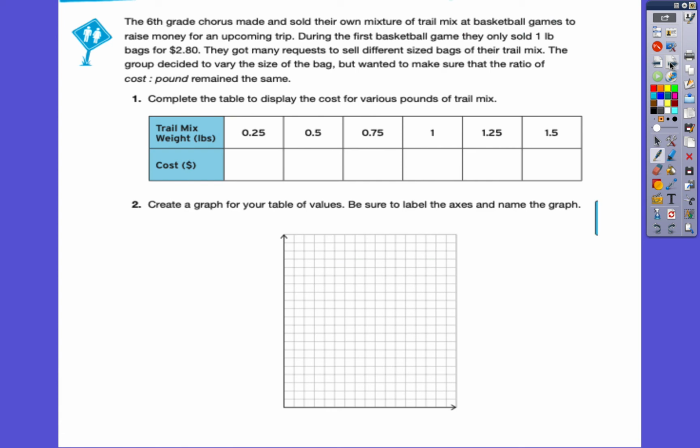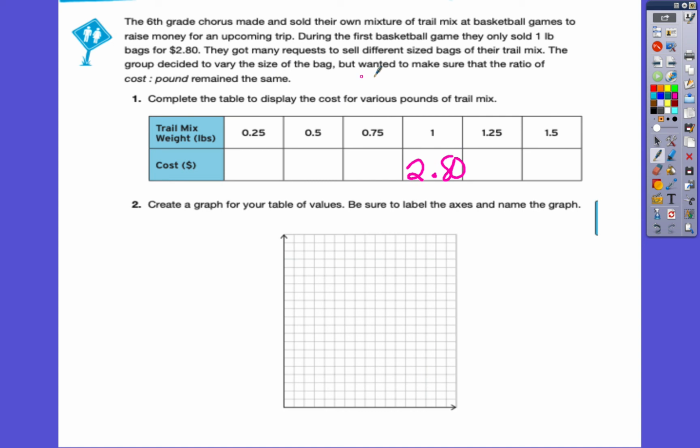Okay, this is our last problem we're going to be looking at. And it says, the 6th grade chorus made and sold their own mixture of trail mix at a basketball game to raise money for their upcoming trip. They sold 1-pound bags for $2.80. So here's our first bit of information we have. 1-pound bag was $2.80.